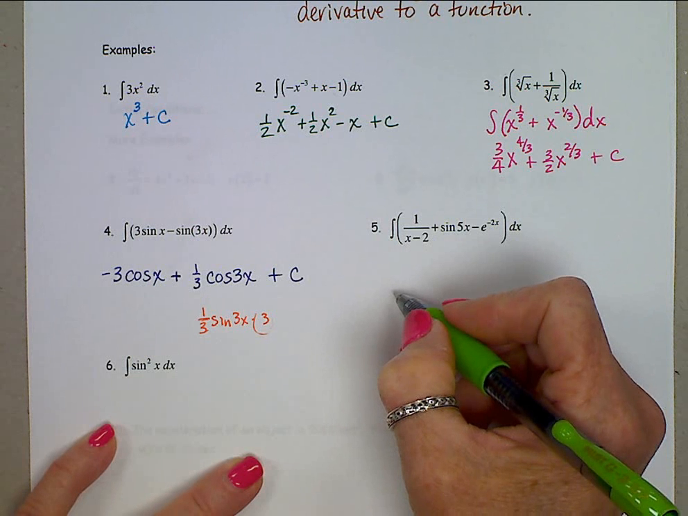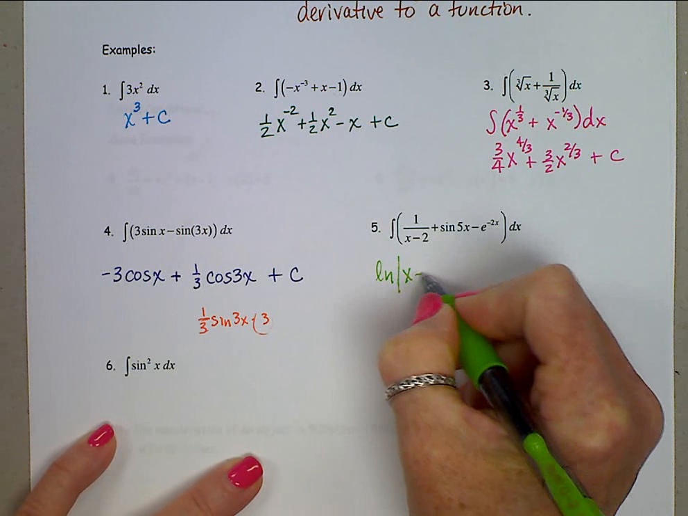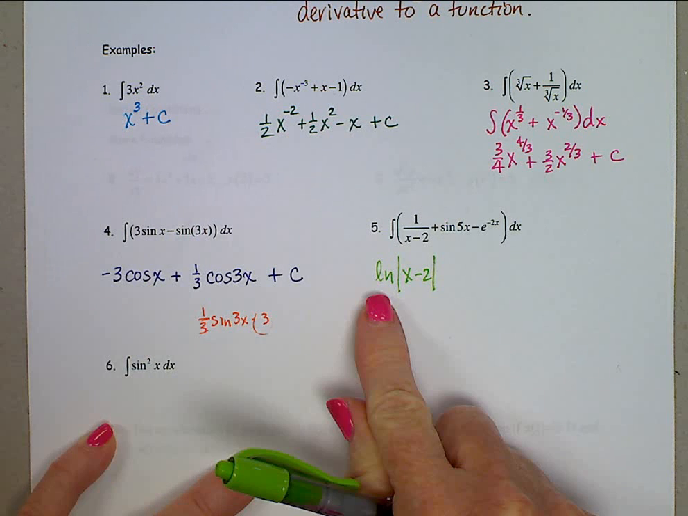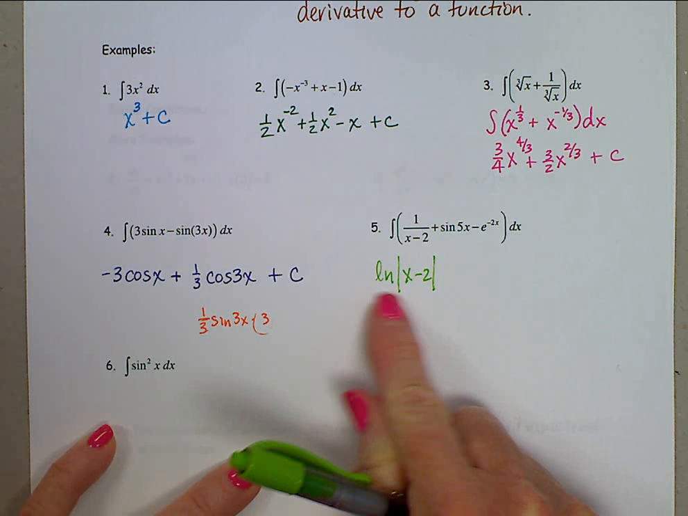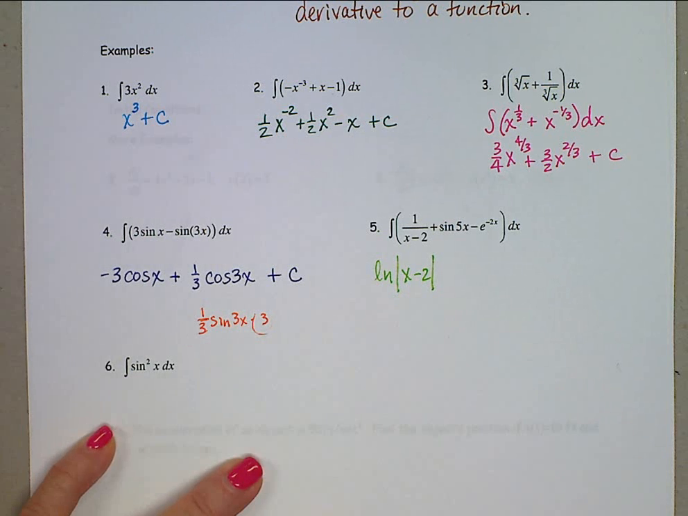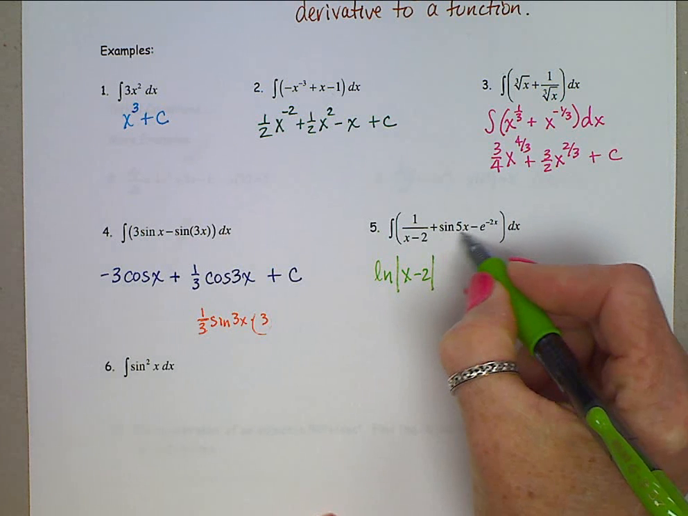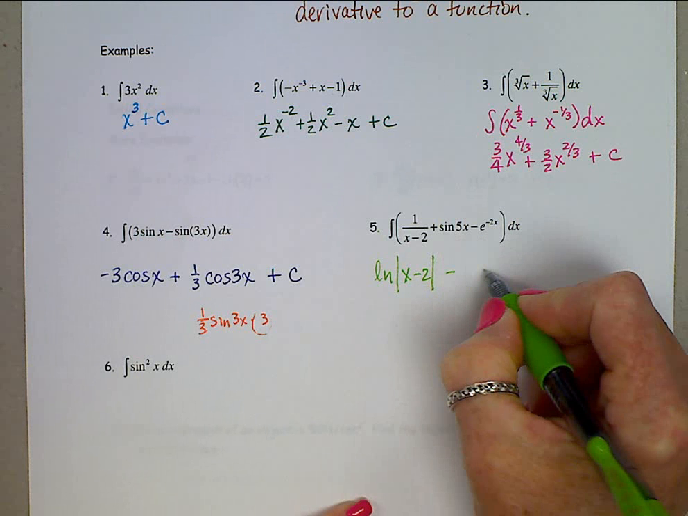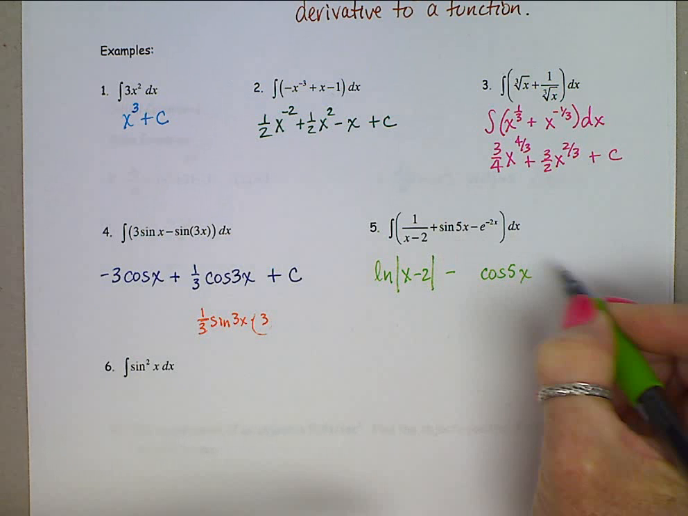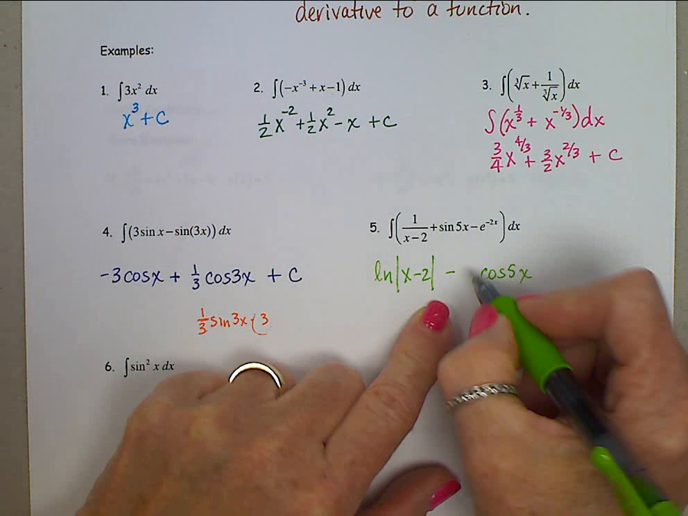That's a natural log. Make sure you use the absolute value here, because we have to remember from pre-calculus, you can only take the natural log of a positive number. So the absolute value guarantees that this is a positive number. The antiderivative of sine 5x is negative cosine 5x. But then we got to deal with that times the derivative of 5, so that'll put a 1/5 out here.